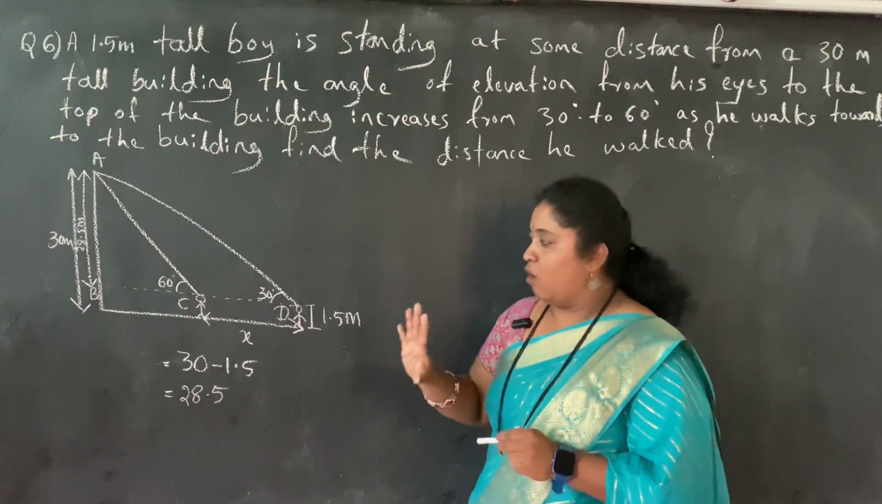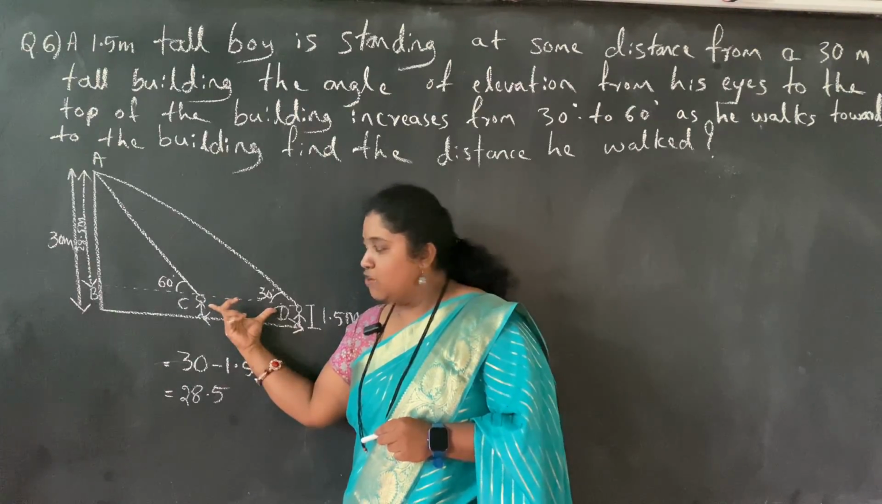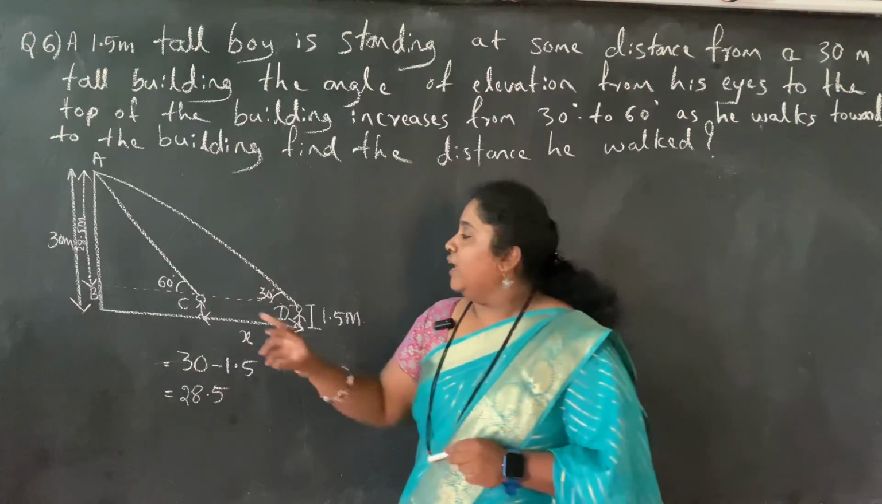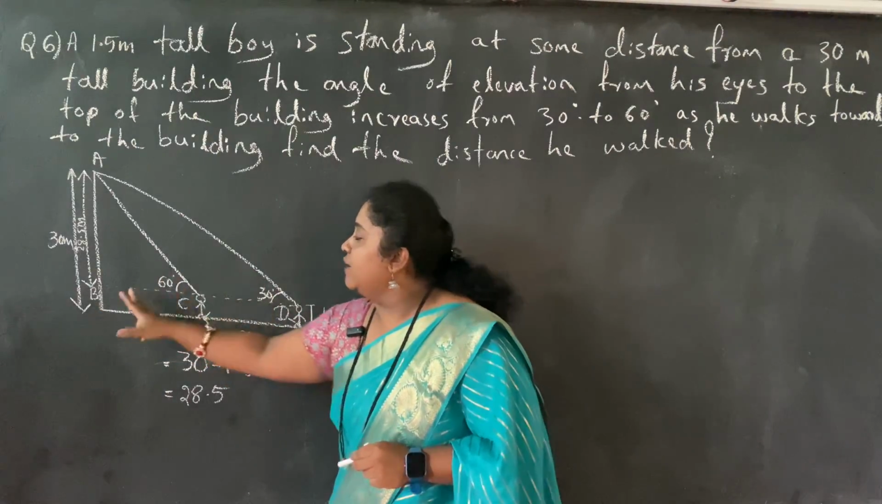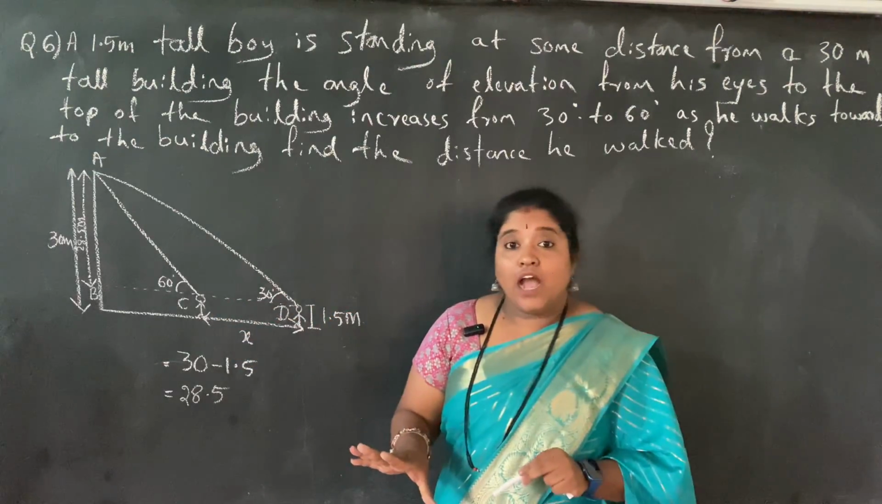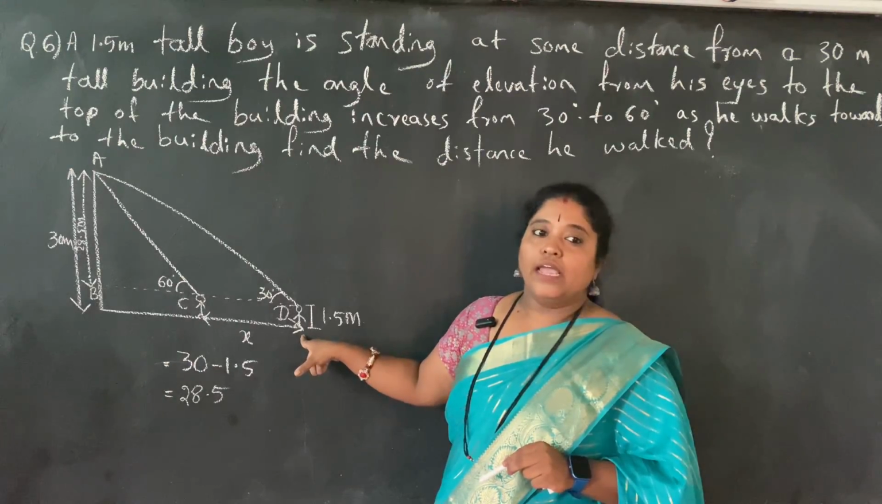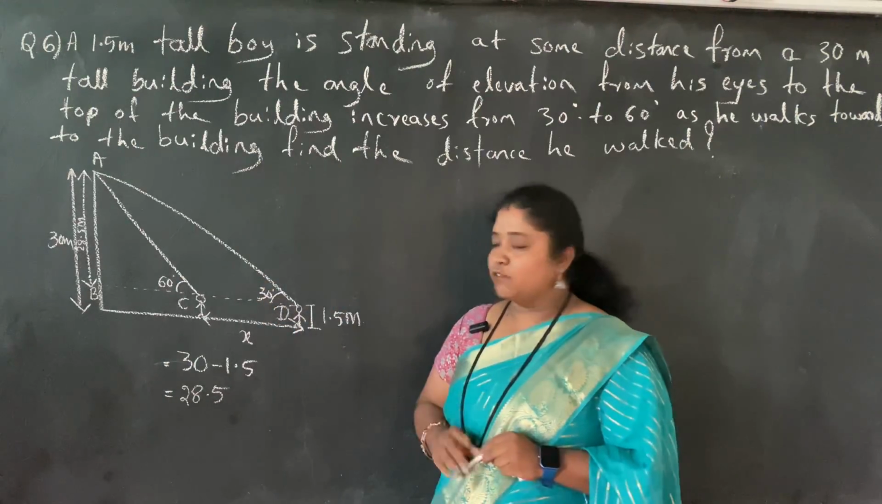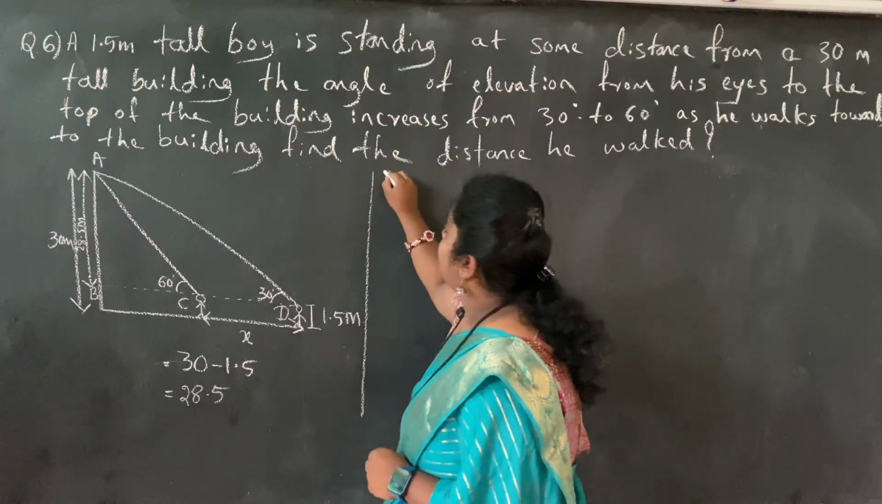Use your common sense. If I want to calculate the value of CD, and I know BD and BC, then BD minus BC is surely going to give me CD. Anyhow, I need to calculate this BD value. If I want to calculate this BD value, what do I do? I will consider the bigger triangle.